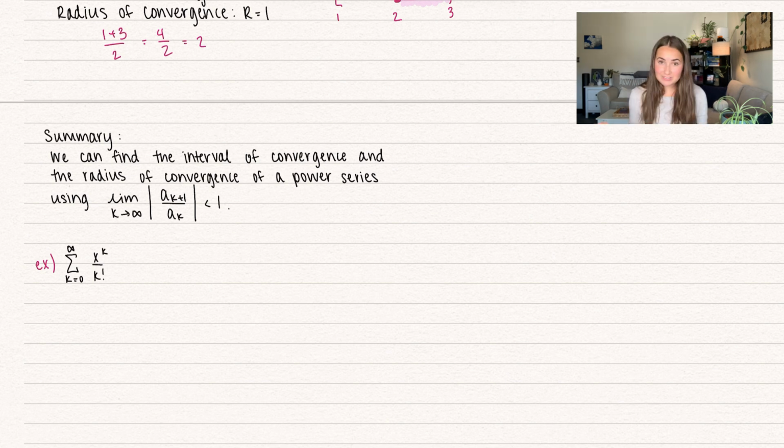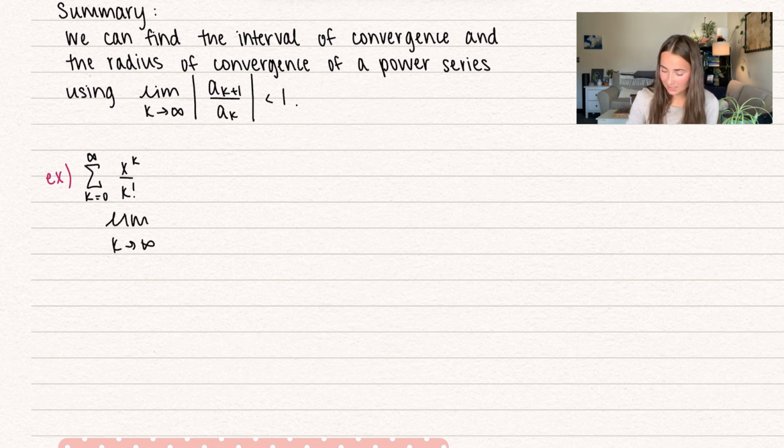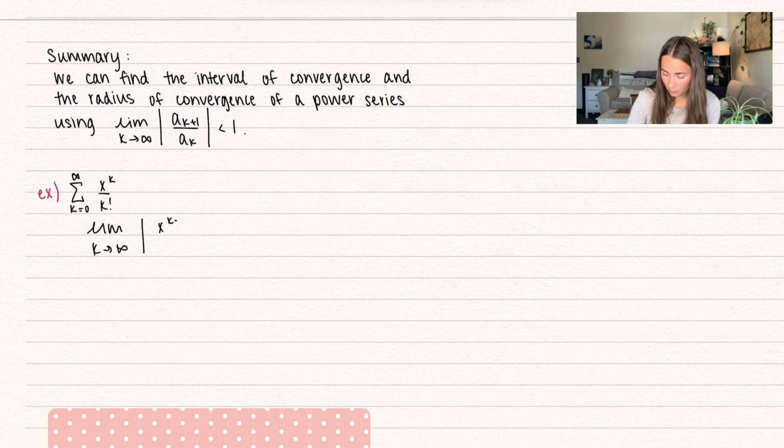So now that we've seen an introductory example, let's go ahead and actually work through a real example. So here we have the series k equals 0 to infinity of x to the power of k divided by k factorial. The first thing we want to do is apply the ratio test. So we're going to take the limit as k approaches infinity of x to the k plus 1 divided by k plus 1 factorial, times, and we're going to divide by a sub k, so I'm just going to multiply by the reciprocal, k factorial divided by x to the power of k.